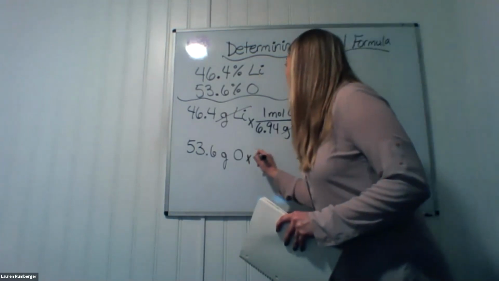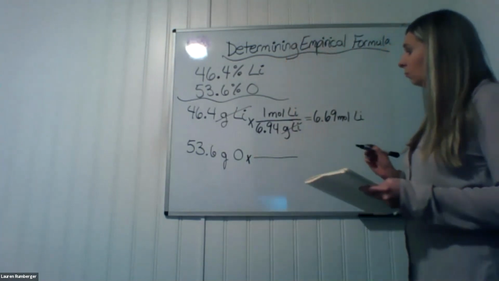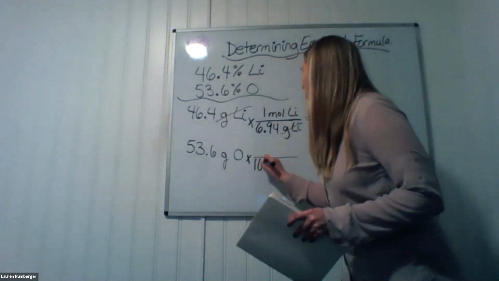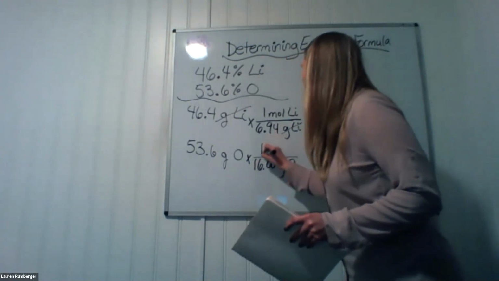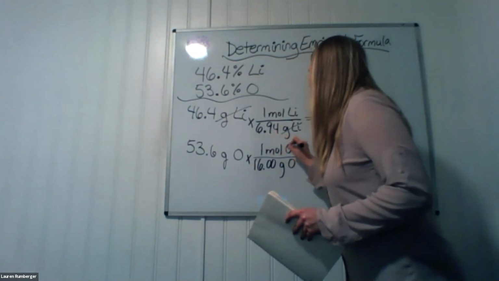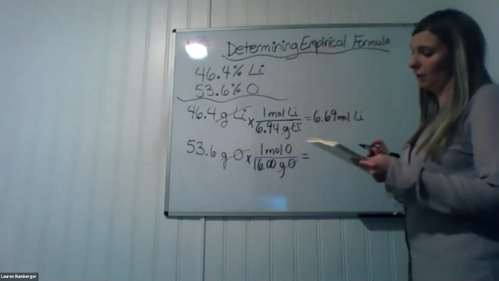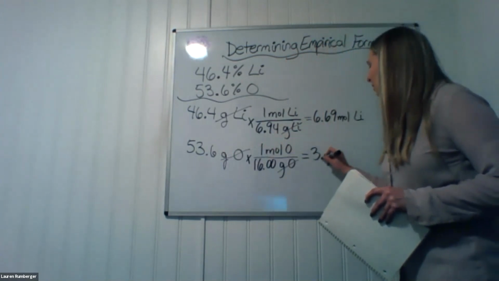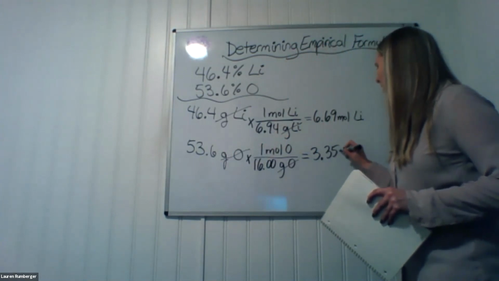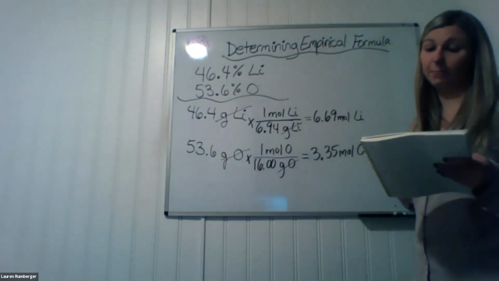Now let's do the same thing to determine the moles of the oxygen in the compound. So the molar mass of oxygen is 16.00 grams per 1 mole of oxygen. Cancel out your units of grams, and then you solve, and you should get 3.35 moles of oxygen.